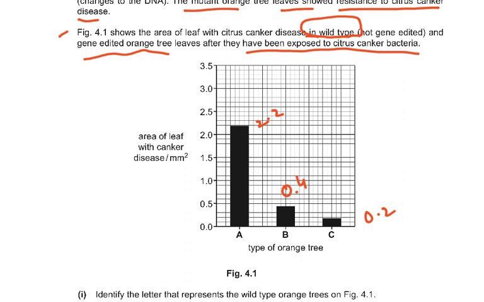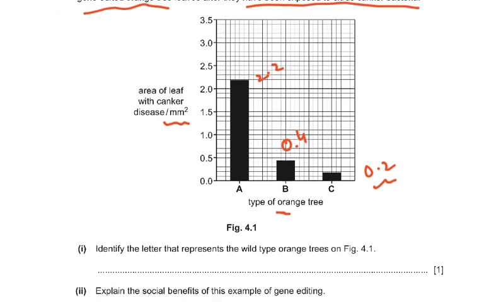So A had type of orange tree A had 2.2 millimeter square area which had the disease. The B had only 0.4 millimeter square area which had the disease, and C only had 0.2 millimeter square area which had the disease. So first explain the question to yourself and then read the whole question and then read it again and then start solving it.